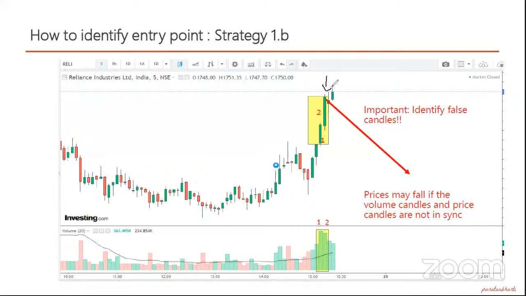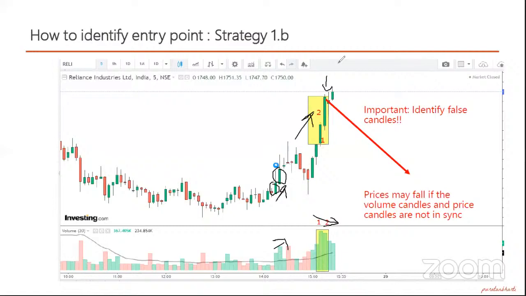So I will rely on candles which are in sync. This is not in sync. My volume is going down, but my stock prices are going up. I will not choose that. I will choose stocks where the volumes are going up, right? And the candle sizes are also going up, not just the price, also the size of the candle. Size of the candle I can measure. There are tools to measure. I can visually measure it also.